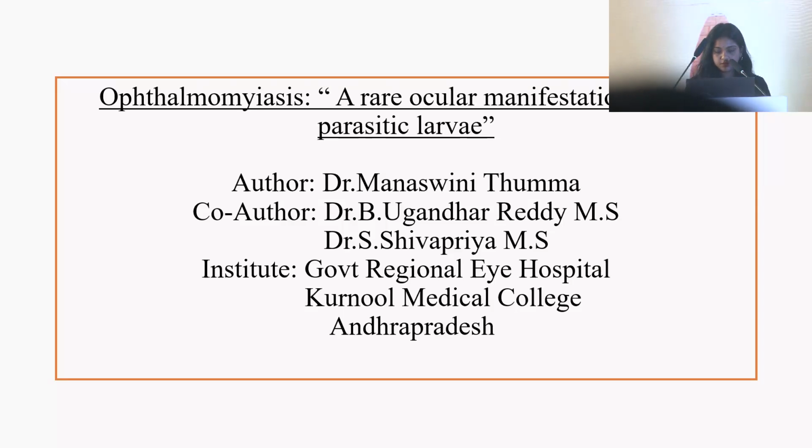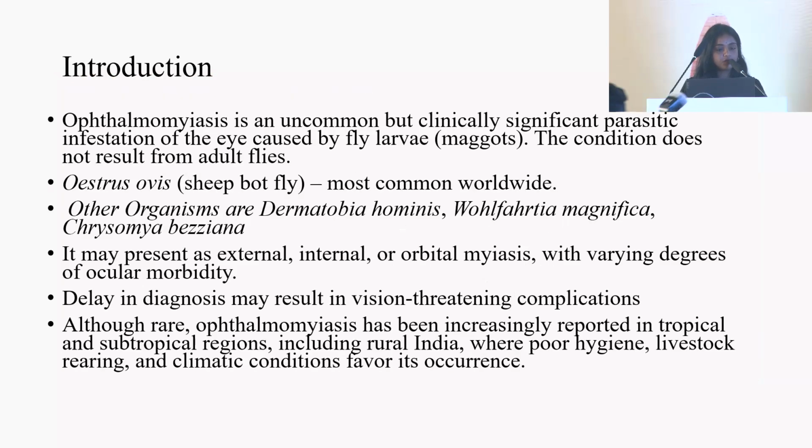Good morning, sirs. My name is Manaswini. I'm from Regional Eye Hospital, Kannur. Today my topic is on ophthalmomyiasis, a rare ocular manifestation with parasitic larva. Coming to the introduction, ophthalmomyiasis is an uncommon but clinically significant parasitic infestation of the eye caused by fly larvae. The condition does not result from adult flies. Oestrus ovis is the most common worldwide. Other organisms are like Dermatobia hominis, Wohlfahrtia magnifica, and Chrysomya bezziana.